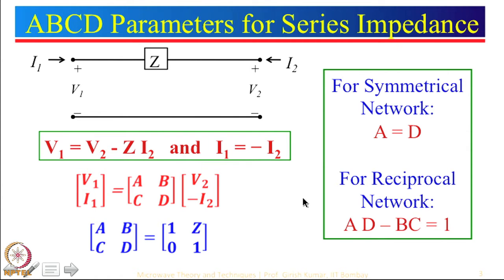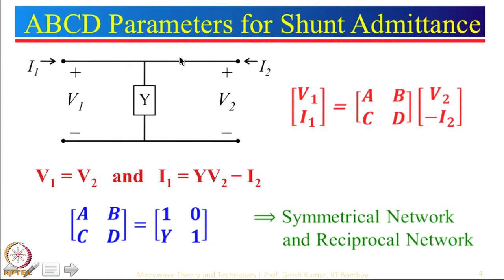Now let us take another example. This time we will take an example of ABCD parameters for a shunt admittance. So, we have here again, as before, port 1 here and port 2 here. Now, instead of having a series impedance as in the previous case, we have a shunt admittance. Now we want to write the ABCD parameters of this. I have just written it again. This is how we have defined the ABCD parameters.